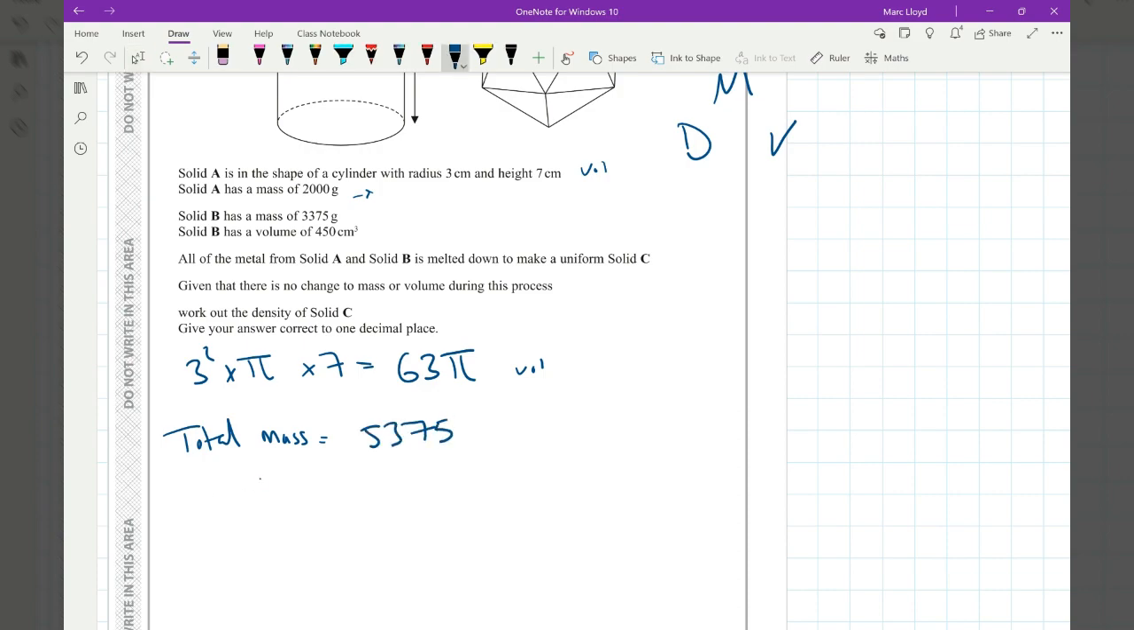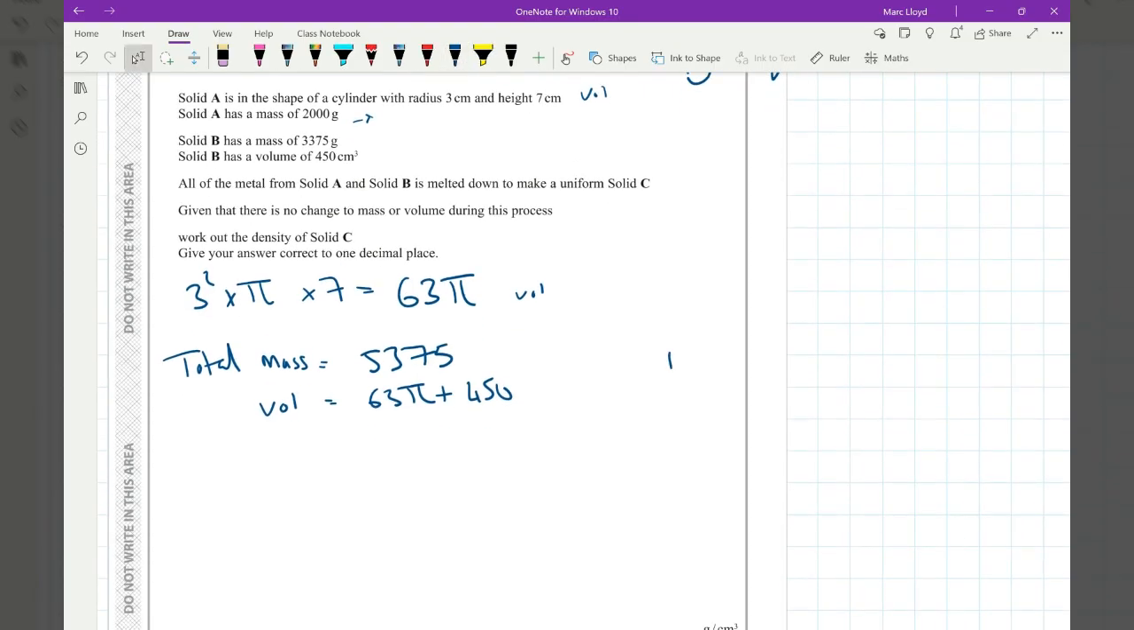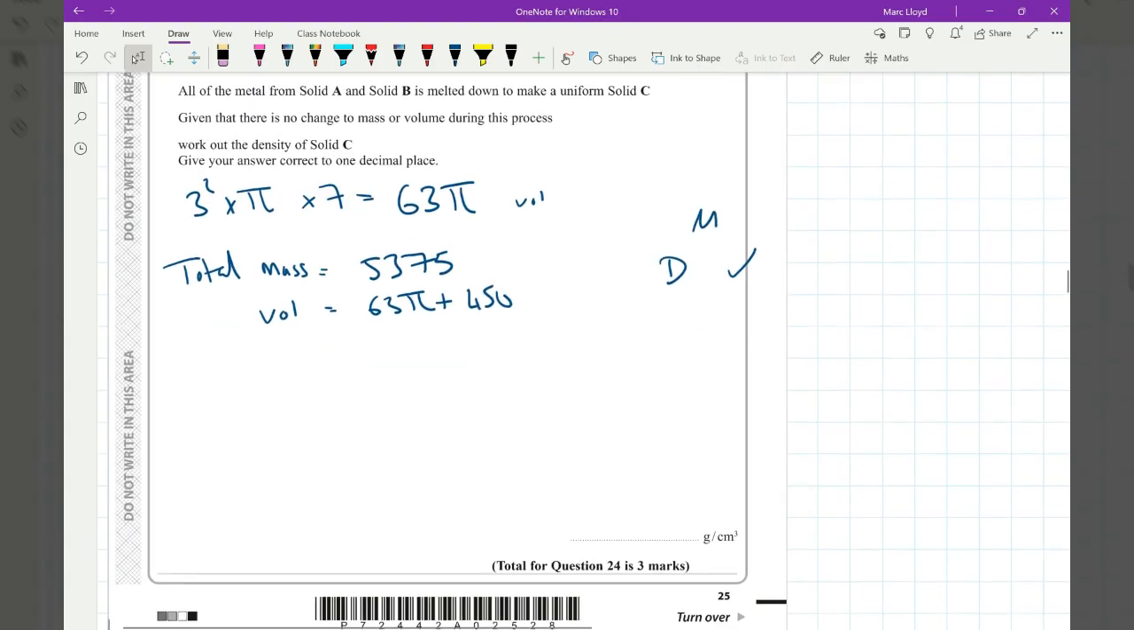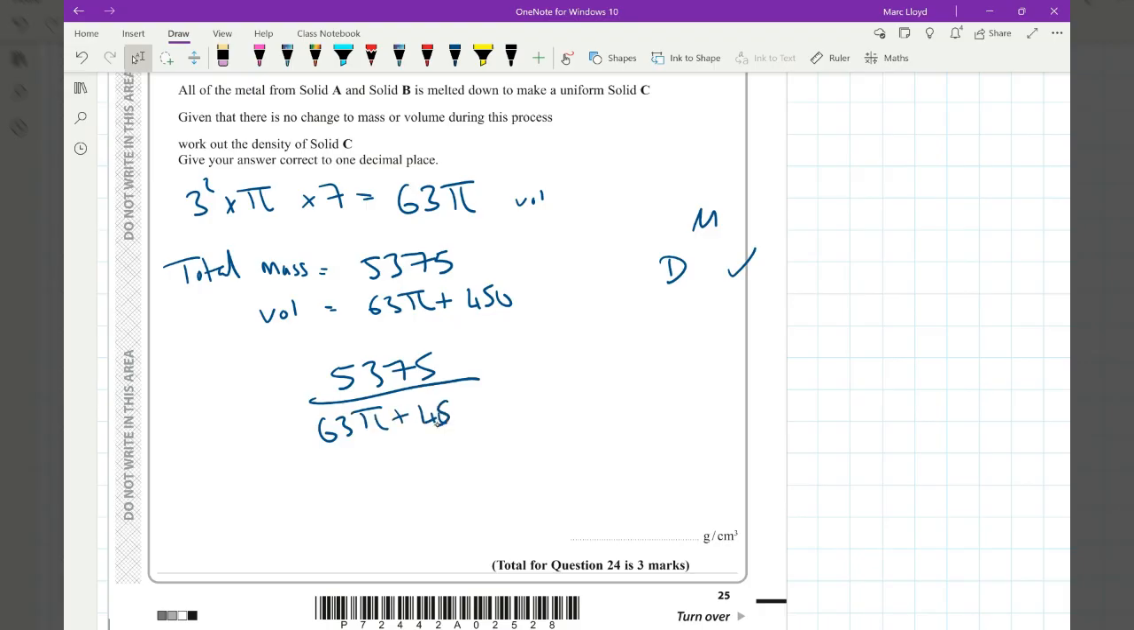5375. Total volume is 63 pi plus 450. They're all in the same units, just double checking it. So density, mass, volume, it's 5375 divided by 63 pi plus 450. I'm deliberately not doing any sort of rounding right now, so I don't lose any accuracy.